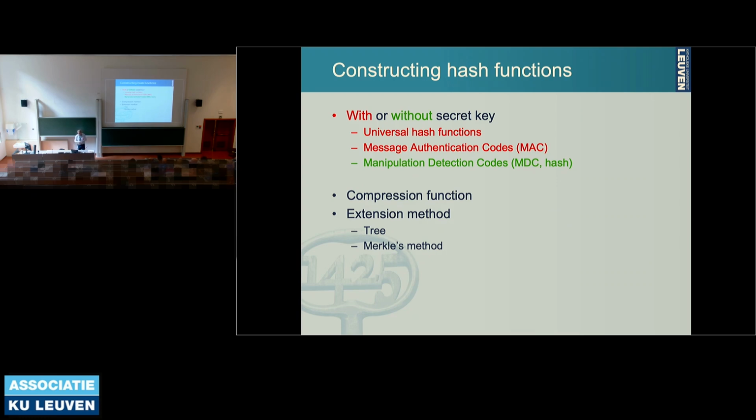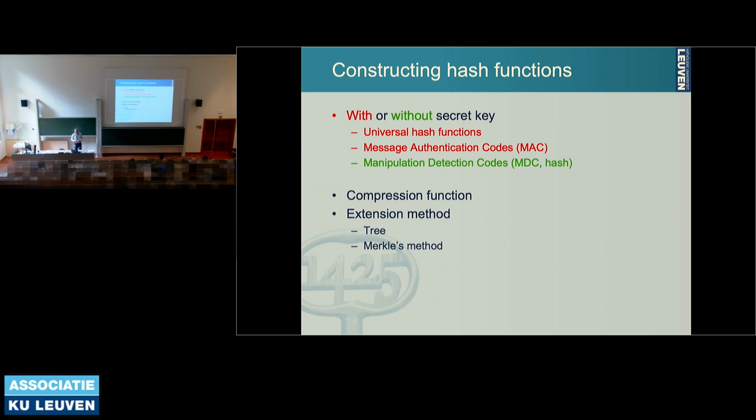In cryptography, we use 2 types of hash functions. No, actually, we talk about 3 types. 2 types is they can involve a secret key during the computation, or they can have no secret key in the computation. If they have no secret key, that's the green one here, then we talk about manipulation detection codes or short hash. If we use a secret key, then there are 2 popular construction methods that I will talk about. One is message authentication codes, or MACs. Another one is based on universal hash functions.